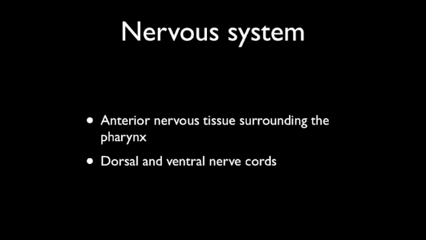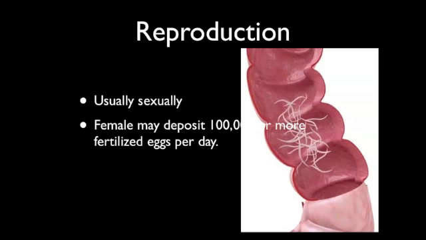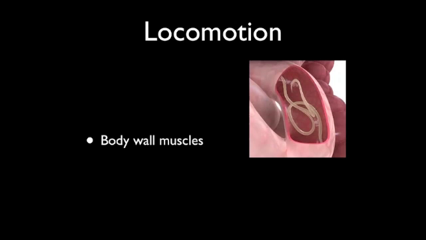Nervous system. The nervous system of roundworms is comprised of anterior nervous tissue surrounding the pharynx that forms dorsal and ventral nerve cords that go from end to end. Reproduction. Roundworms usually reproduce sexually by internal fertilization, but in most species the sexes are separate and females are larger than males. A female may deposit 100,000 or more fertilized eggs per day. The eggs are resistant cells that can survive harsh conditions. Locomotion. The body wall muscles are all longitudinal and their contraction produces a thrashing motion.